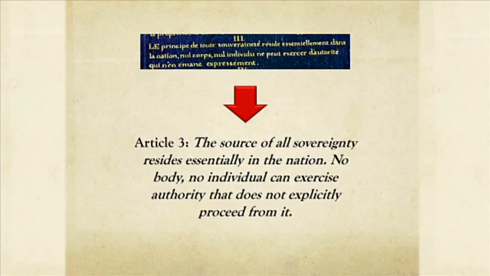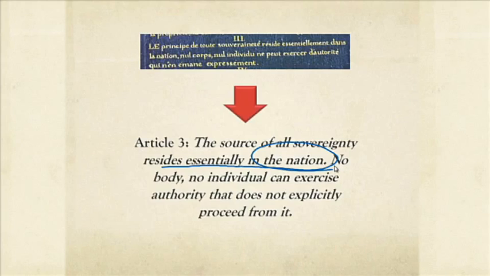And then here's Article 3. I really want to call your attention, though, to this key first sentence. The source of all sovereignty resides essentially in the nation. The concept of the nation is a relatively new modern idea. By the way, note they didn't say sovereignty resides essentially in the people, which is the way some of the Americans might have put it.